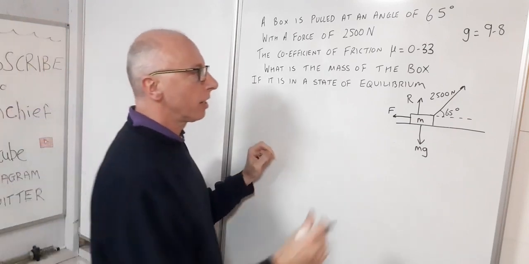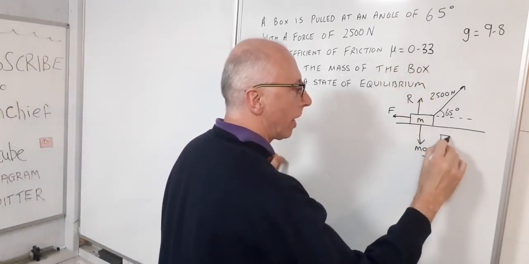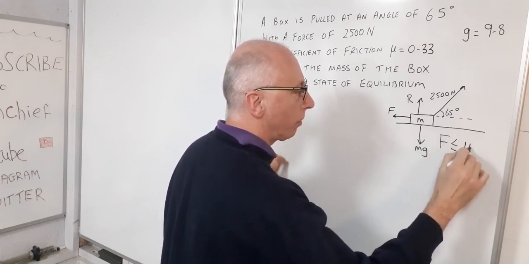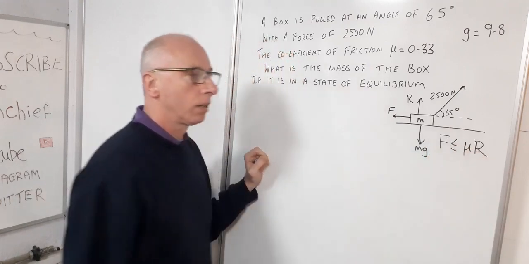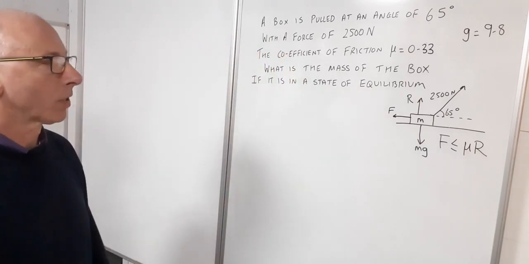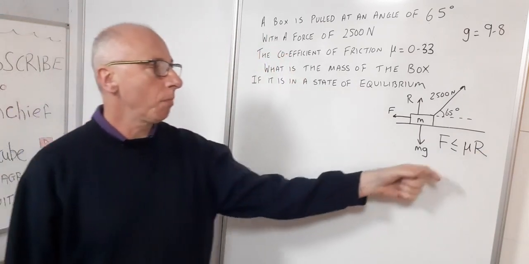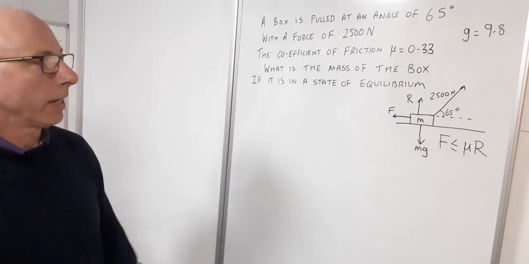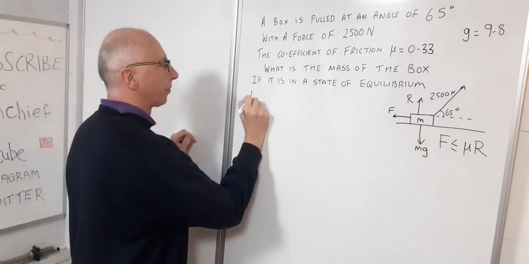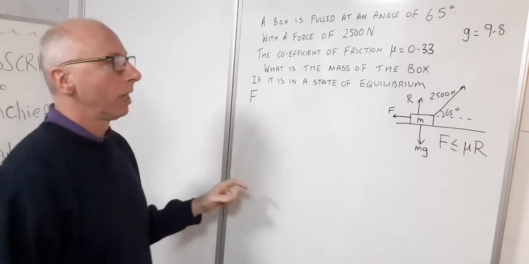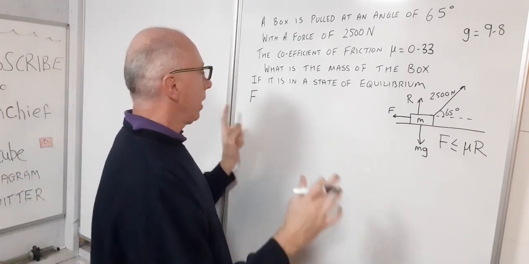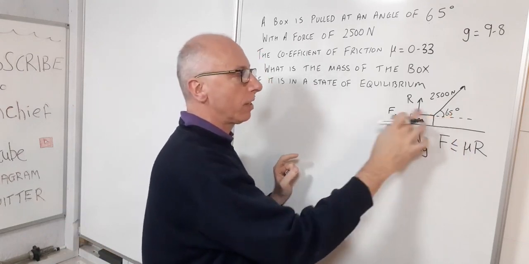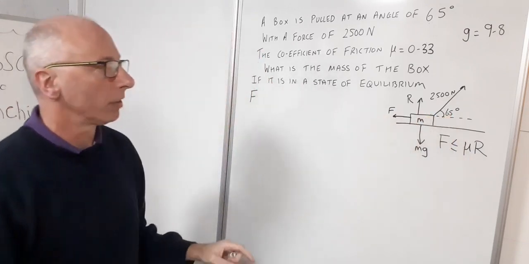And then what we can set is, with the coefficient of friction, F will always be less than or equal to the coefficient of friction times the force R to be in a state of equilibrium. Okay, so now from that we'll be able to extract the mass of the box. Okay, let's calculate the force F. So F is going to be set as the opposite of whatever's going in this direction. So whatever this is, we'll have an equal force going in this direction.